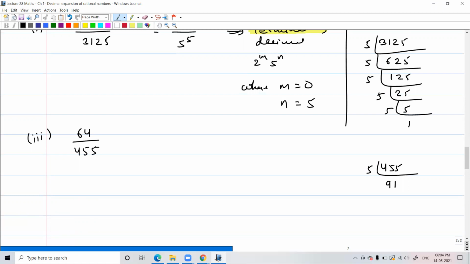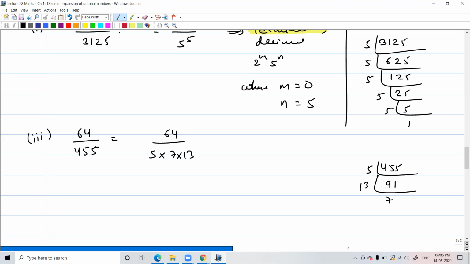Sir, 13, 7. Yeah, so basically you should have tried with 7. Okay. So the decimal expansion is what? 5 into 7 into 13.